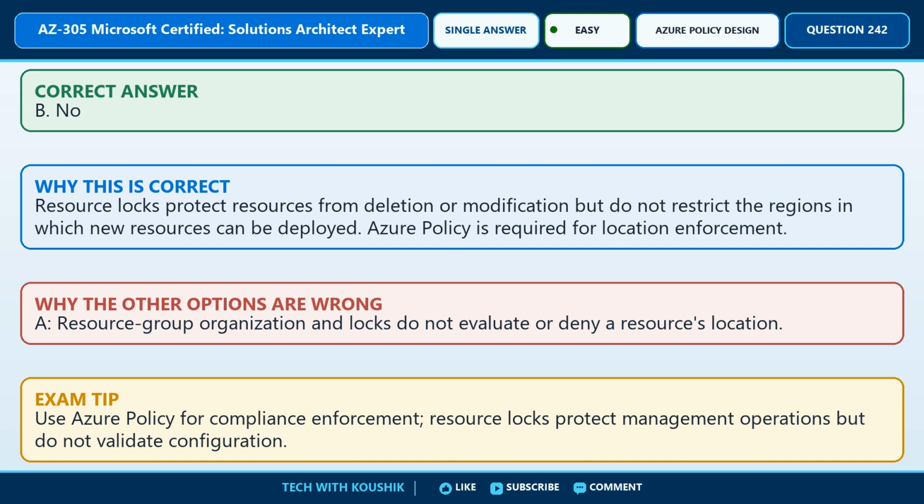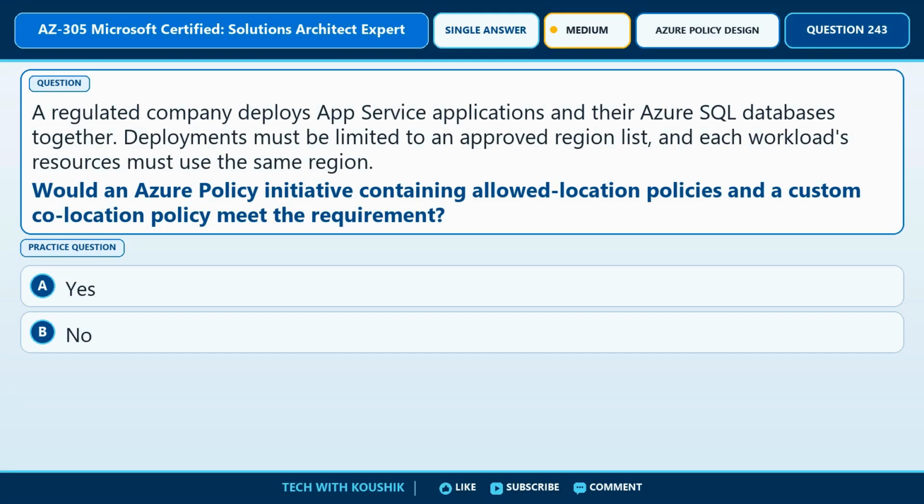Keep this examination point in mind. Use Azure Policy for compliance enforcement. Resource locks protect management operations, but do not validate configuration. Let us examine question number 243.